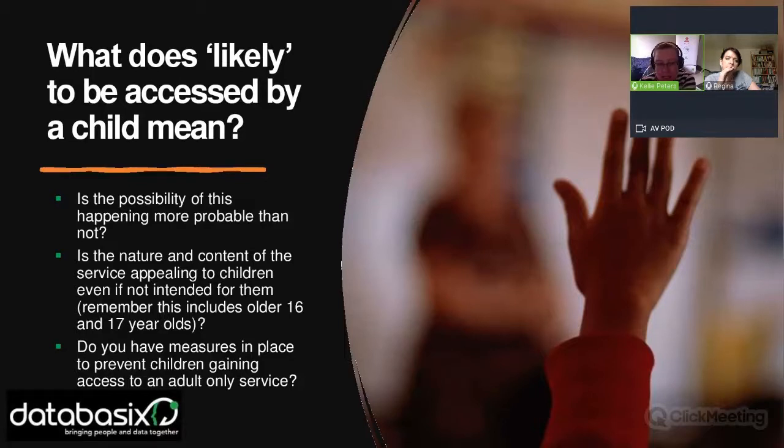Remember, I said at the beginning that children are sometimes tempted to access websites that we don't necessarily think will be appealing to them, but to them they're doing something that might be inappropriate, or they might just be being nosy, for example. And do you have measures in place to prevent children from gaining access even to adult-only services? So do you have any kind of gateway on your website or your app that says, tell me what your age is before we let you go any further? So really think about, is your website, your app, or your service appealing to an under 18-year-old?